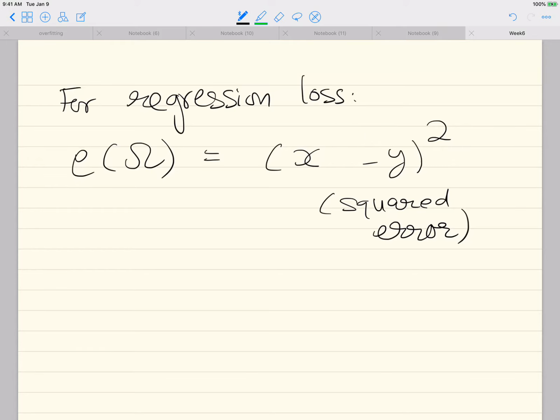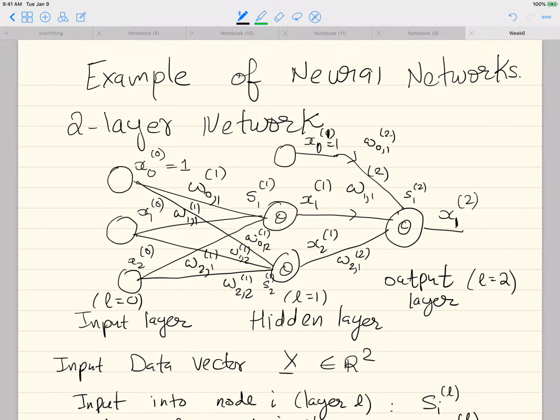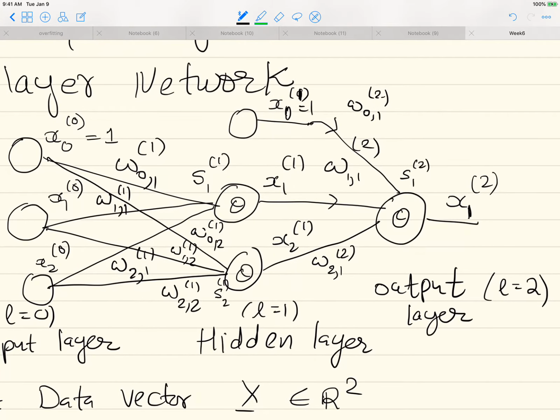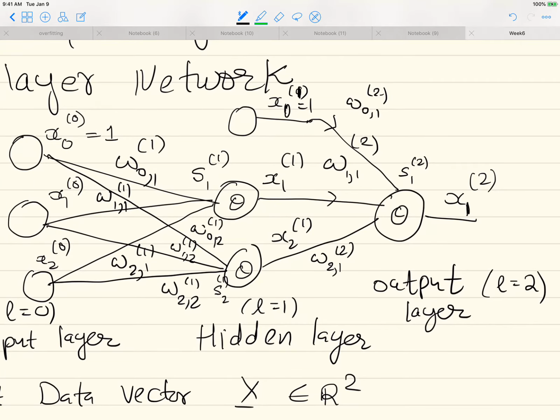This will be, the layer index is 2, the node index is 1. Right? So this is what the loss function will be for regression. Now if instead of this, imagine you had a classification problem. It was a binary classification problem. Then this would denote the probability that the label is 1. And then you would just use the log loss that we used in logistic regression.